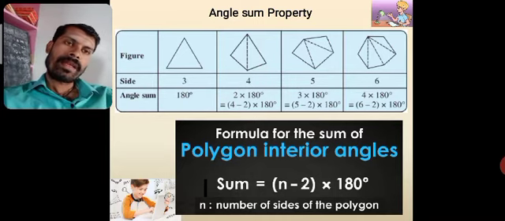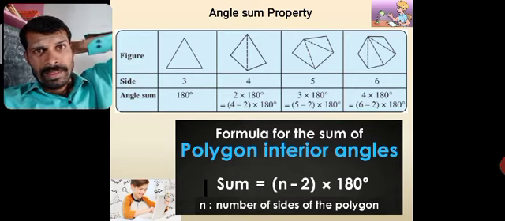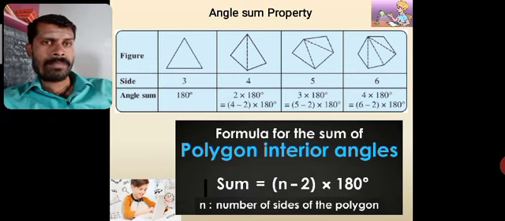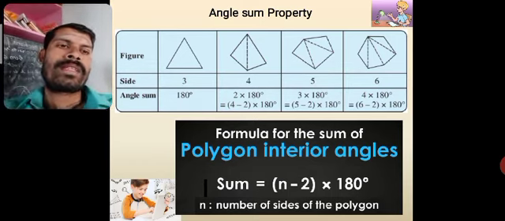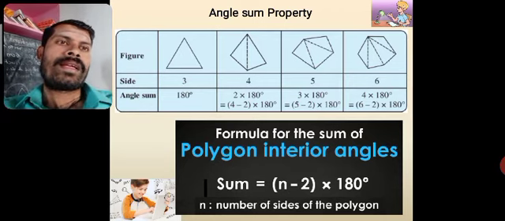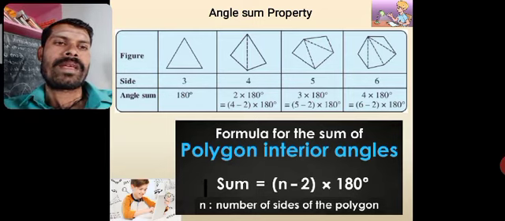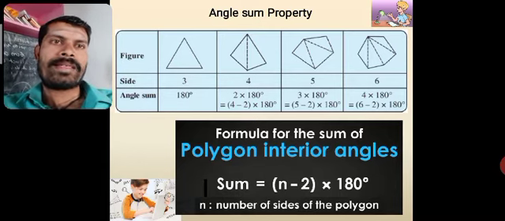If we know the sum of the interior angles of a polygon, we can say what type of polygon it is. We can calculate how many sides there are by using this relation. For that it is very important: you have to remember that the sum of the interior angles of a polygon is given by n minus 2 into 180 degrees, where n represents the number of sides.